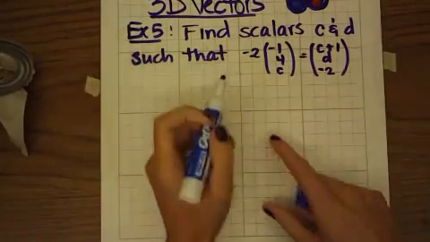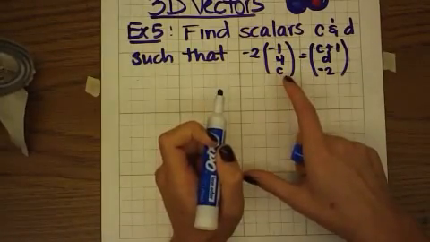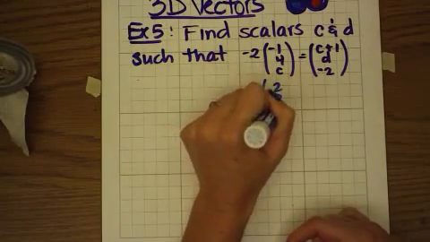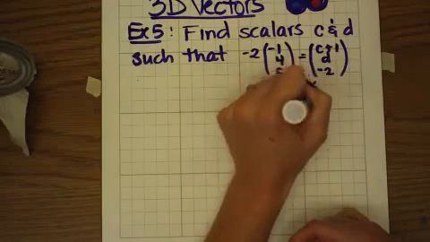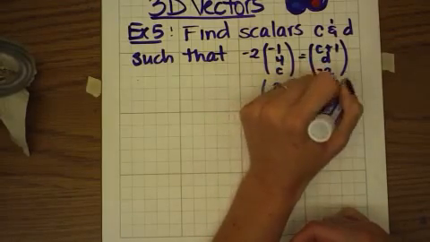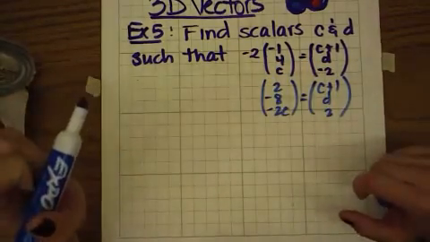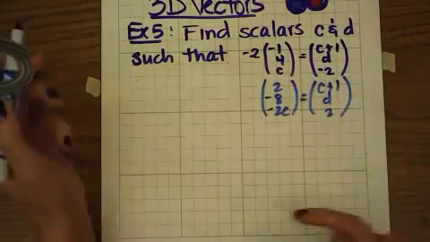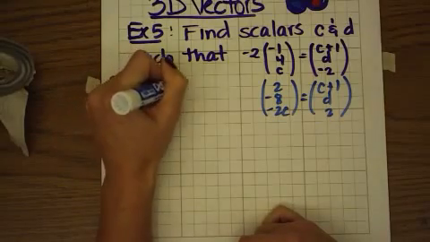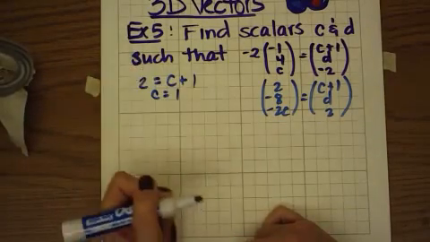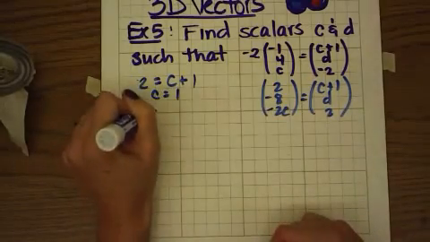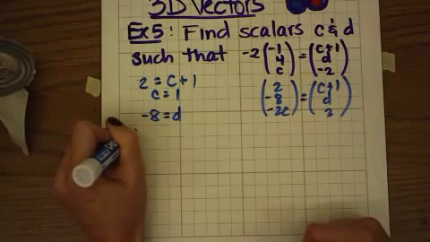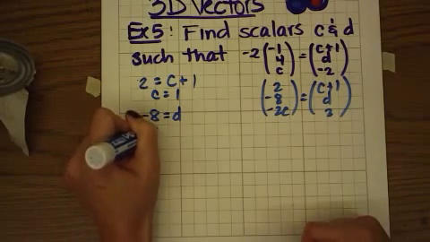On my left-hand side, I need to multiply each of the components of the vector by the scalar -2. And then I can just equate the x component of the first vector to the x component of the second. So I have 2 equals c plus 1, which gives me c equal to 1. And -8 equals d, or d equals -8.